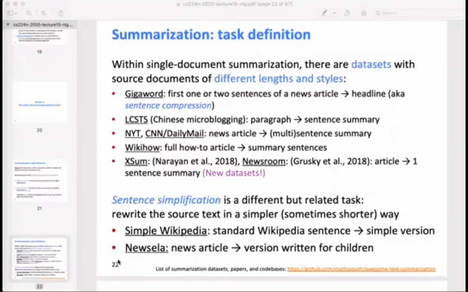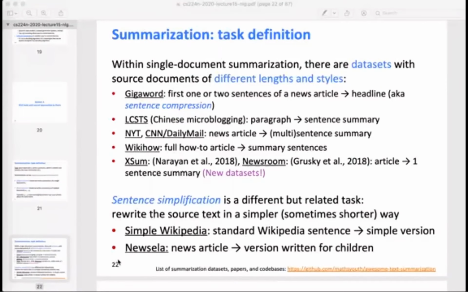There's also the WikiHow data set. Basically, the idea is to get summarized sentences from full how-to articles in Wikipedia. There are also two new data sets, which are Xsum and Newsroom. Basically, you want to write a one sentence summary for articles.